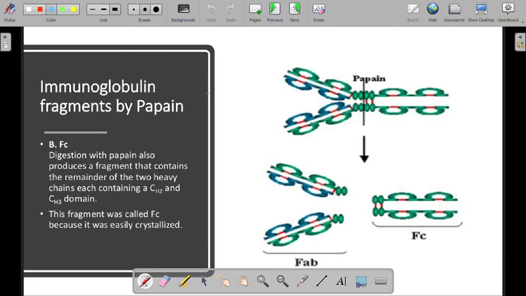So now we'll see about the immunoglobulin fragments by papain. This is another type of digestion, done with the papain. Here the Fc fragment digested with papain also produces a fragment that contains the remainder of two heavy chains, each containing CH2 and CH3 domains. So the Fc fragment is present. This fragment was called Fc because it was easily crystallizable.